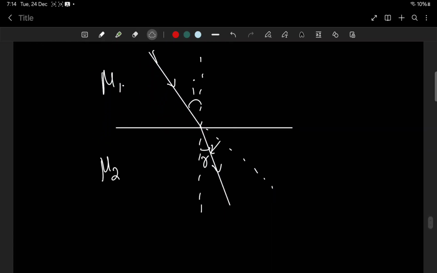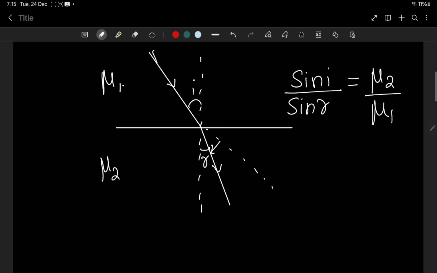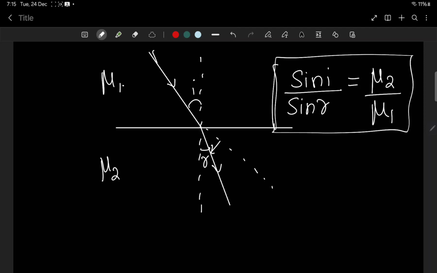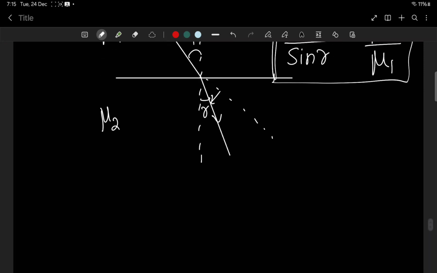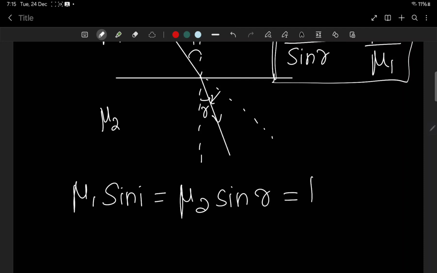Snell's law. What Snell's law is telling us is that sin i, the sine of the angle of incidence, divided by the sine of the angle of refraction, is equal to mu 2 by mu 1, the refractive index of medium 2 with respect to 1. We can rearrange this to form the equation mu 1 sin i equals mu 2 sin r. This will always be equal to a constant.